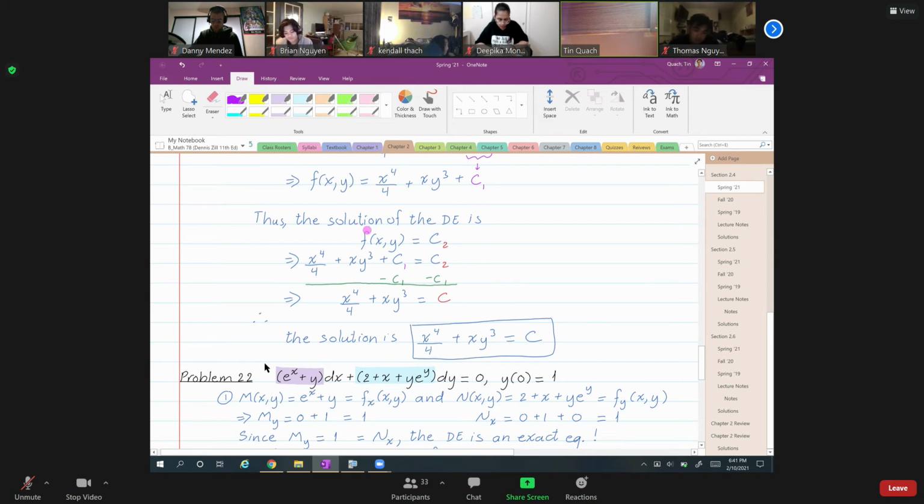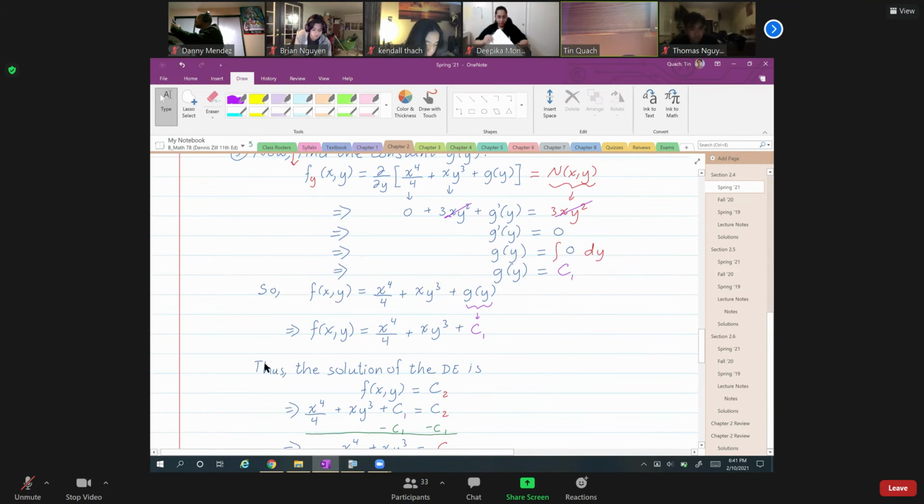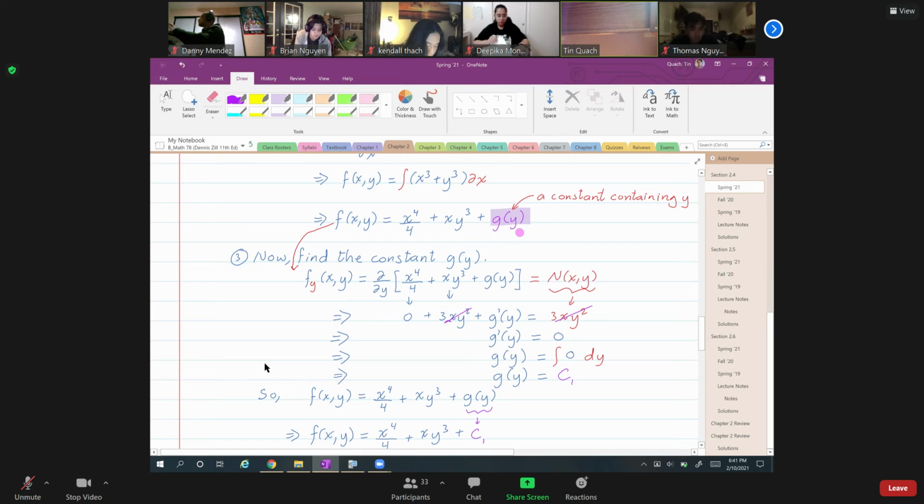Okay, so don't just give me a function and say that is the solution of the differential equation. The solution to the differential equation has to be whatever that function f of x y is, equals a constant. Okay, so make a note of that. So that's the most common mistake that students make when they solve an exact equation. And the second mistake is the way they write the constant g, the g of y or g of x. So you need to understand when the constant contains y and when the constant contains x.